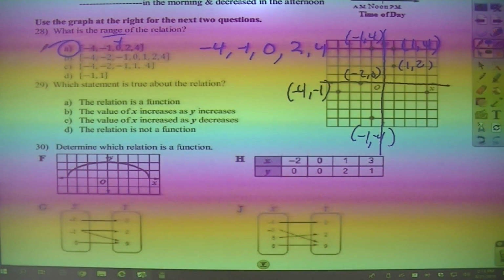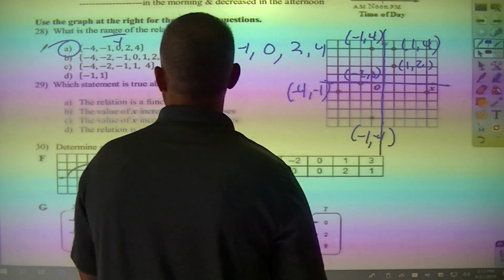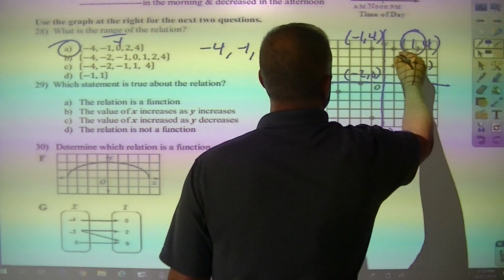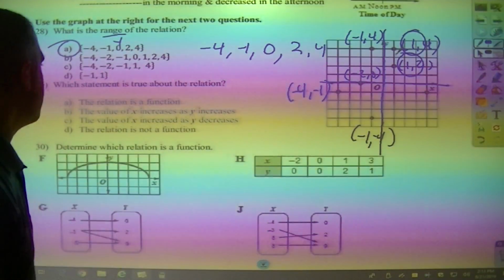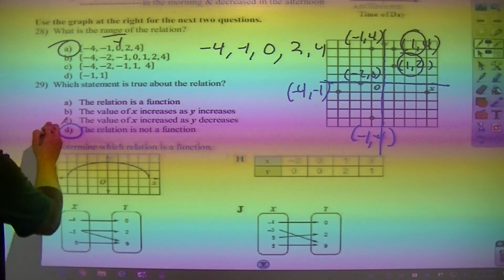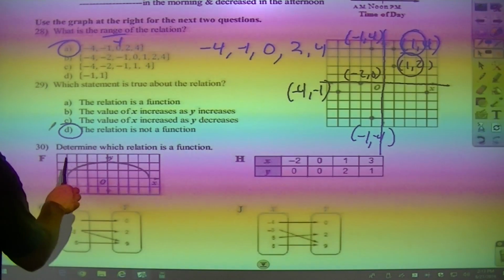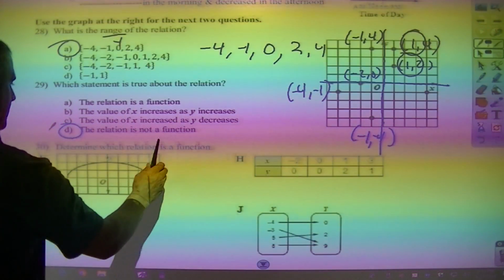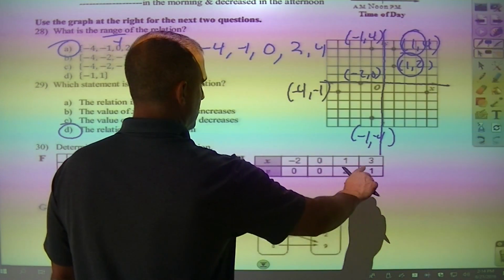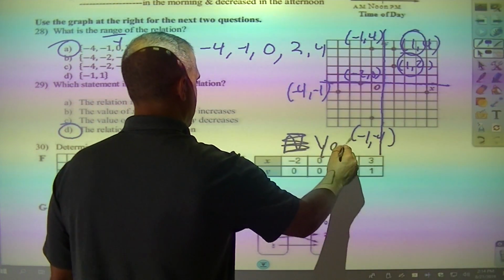All right? What can be said about the relation? Okay? So if you look at this, I've got multiple x values that are the same. So this should be not. The relation is not a function. Which of the following is a function? Okay? Vertical line test. If I do this all the way across, it only passes once, so that's yes. The x's do not repeat. So this answer is yes as well.